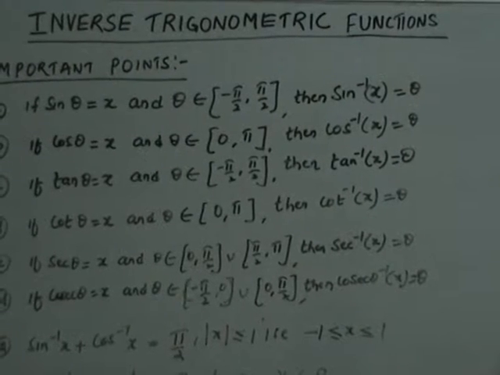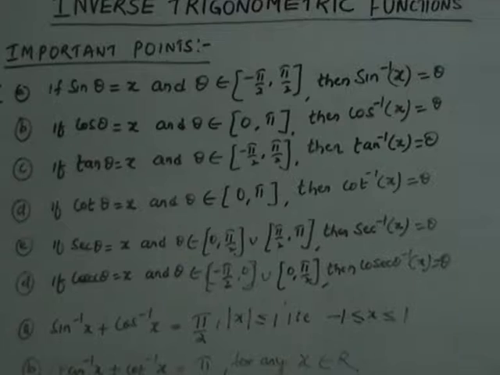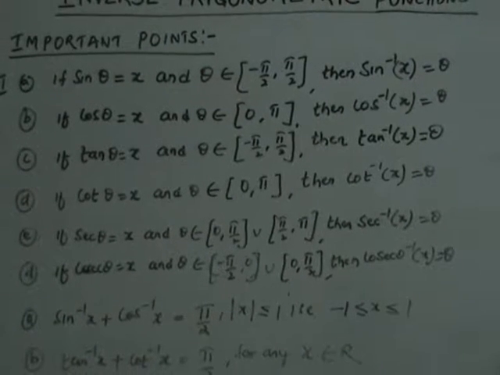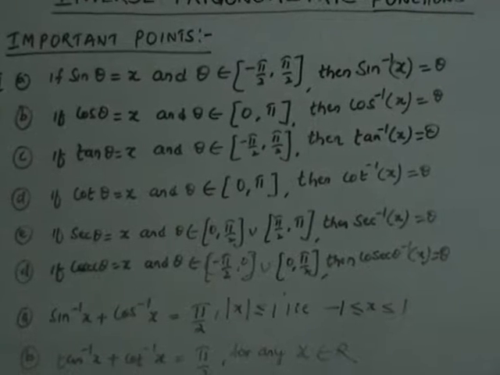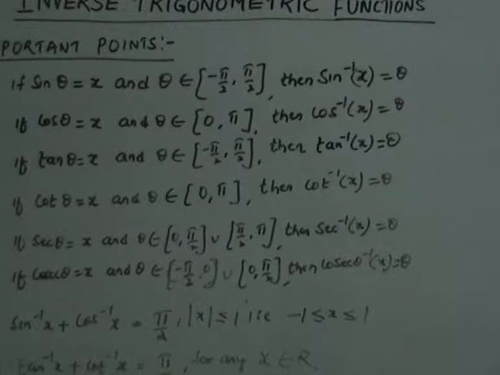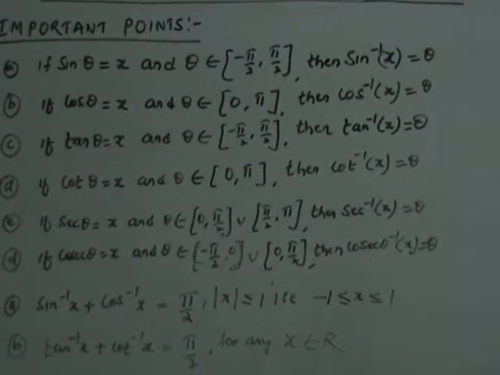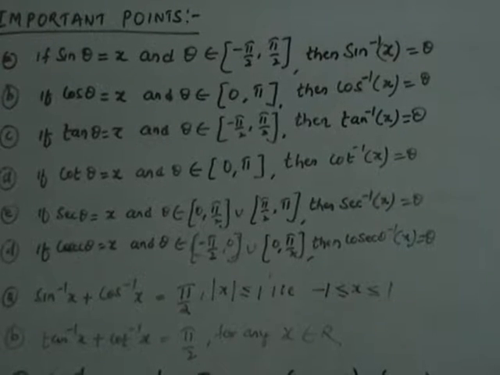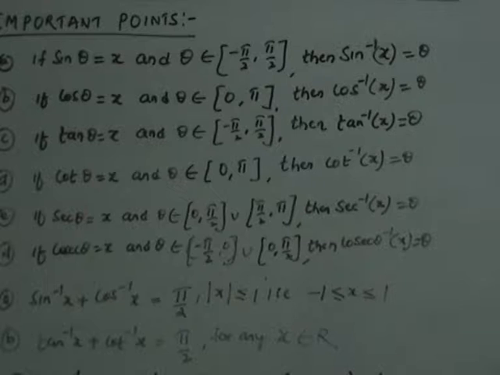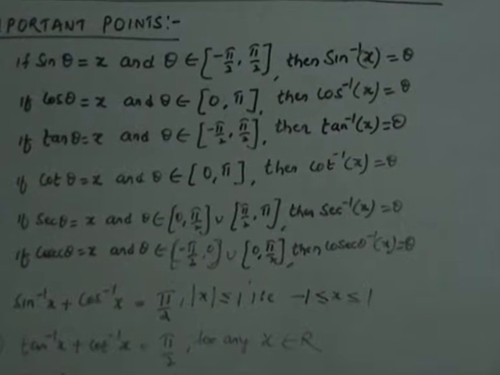If cot theta is equal to x and theta belongs to 0 and pi, then cot inverse x is equal to theta. If secant theta is equal to x and theta belongs to 0 and pi by 2, union pi by 2 and pi, then secant inverse x is equal to theta. Similarly, if cosecant theta is equal to x and theta belongs to minus pi by 2 and 0, union 0 and pi by 2, then cosecant inverse x is equal to theta.